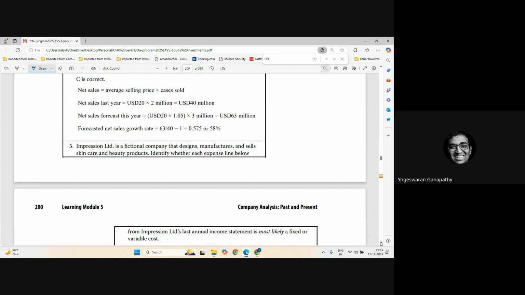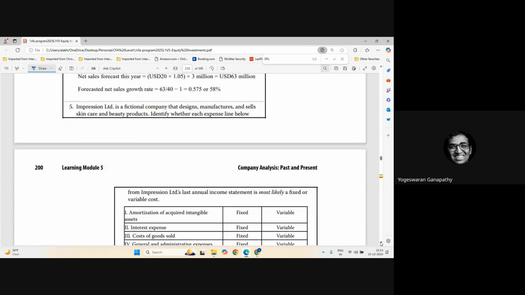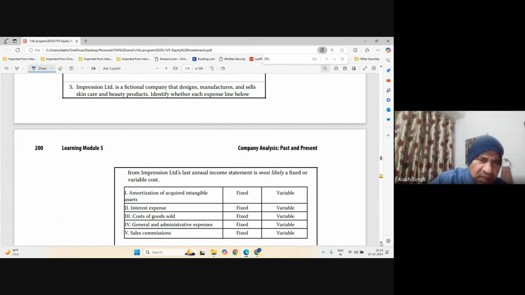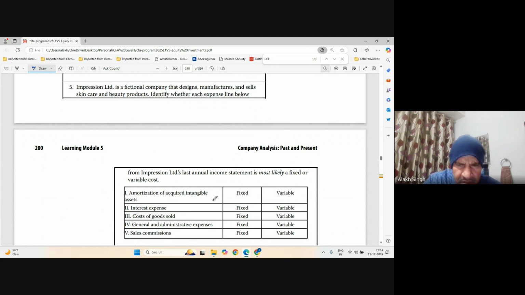Impression Limited is a fictional company that designs, manufactures, and sells skincare and beauty products. Identify whether each expense line below from Impression's annual income statement is most likely a fixed or variable cost. You can easily tell it. Amortization of acquired intangible assets would be fixed. Very good. So I choose fixed.